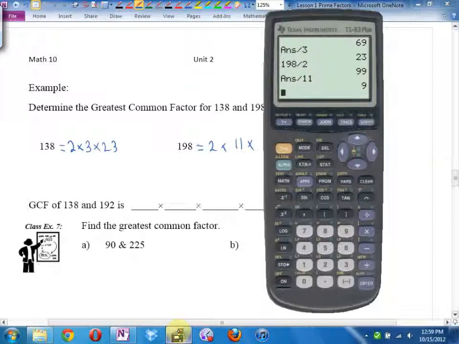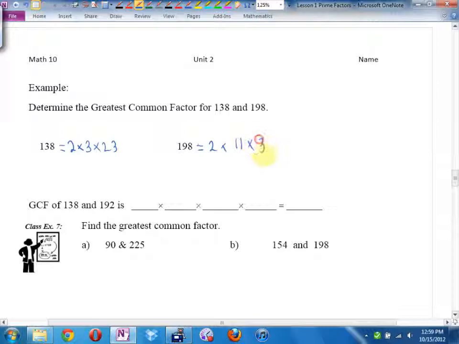See, now that I have the number 9 displaying, I think I can do the prime factorization of that in my head. What is the prime factorization of 9? How many 3's? It's 3 squared. Okay.